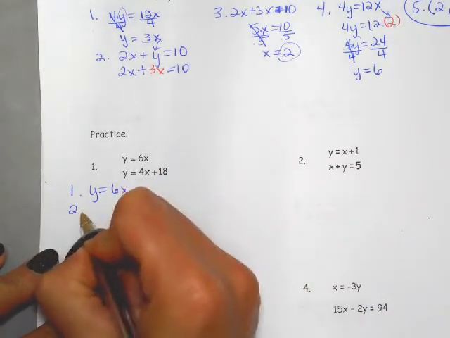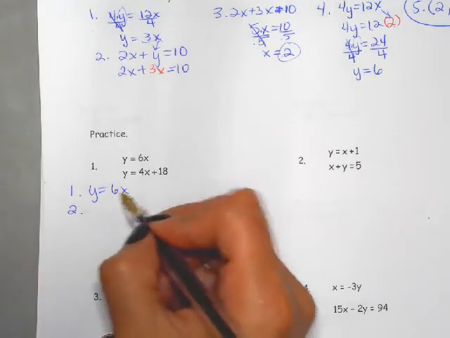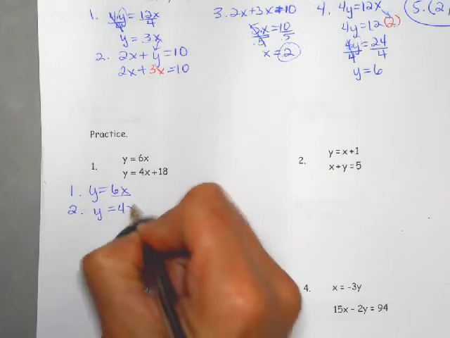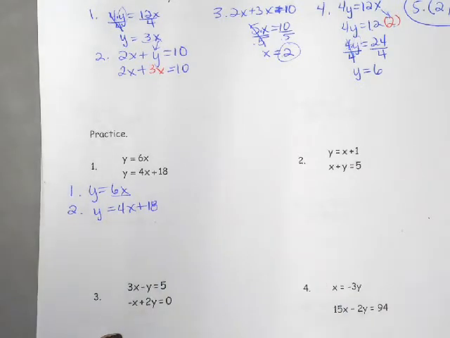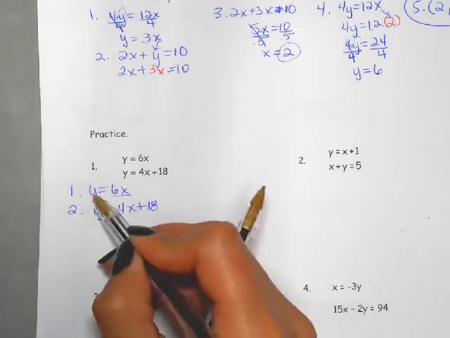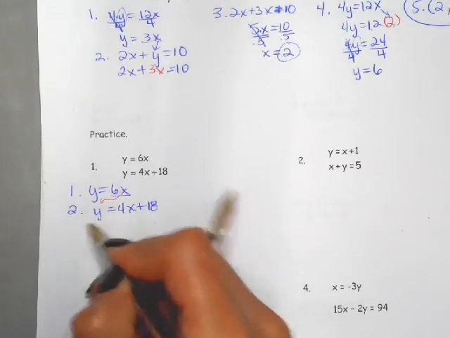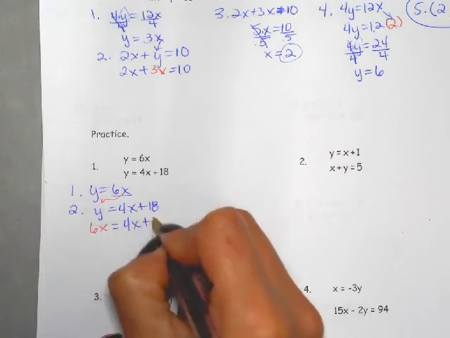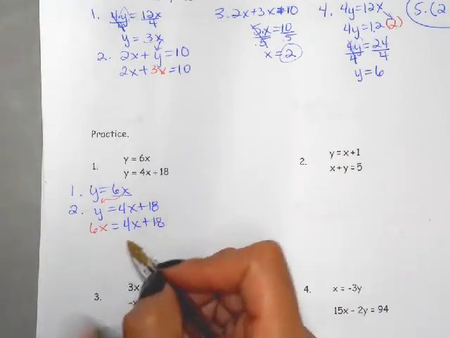Then step 2, you're going to substitute the answer from 1 into the second equation we haven't used, 4x plus 18. Now, if y equals 6x, then instead of putting y, we're going to put 6x in place of y. Right? Now we go to step 3.